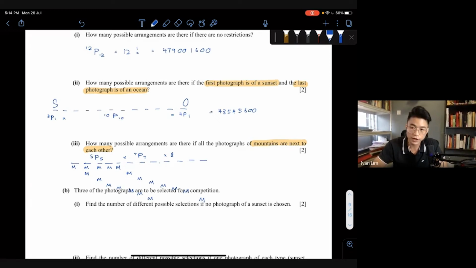Okay, so 5P5 times 7P7, or you can write 5 factorial times 7 factorial. It's the same thing actually. But I just prefer writing 5P5 and 7P7, then times 8 different combinations, because I can move my M in 8 different positions. So you calculate this, it will be 4838 400.